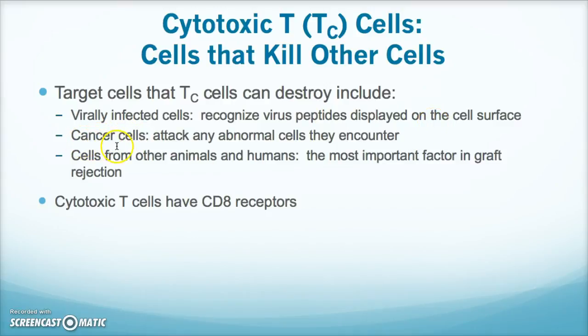Cytotoxic T cells can destroy cancer cells, so they recognize abnormalities on these cells and recognize that they need to be killed. And lastly, they can recognize cells that come from another animal or human. This would be important in something like a graft rejection. They're going to recognize something as being from outside the body. Remember that cytotoxic T cells are the only ones that have the CD8 receptors instead of a CD4 receptor.